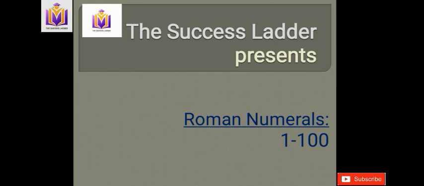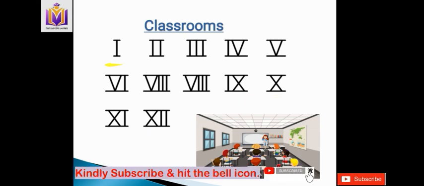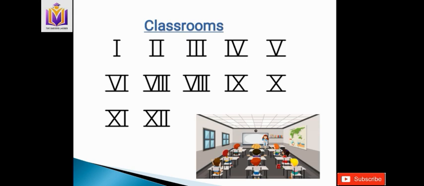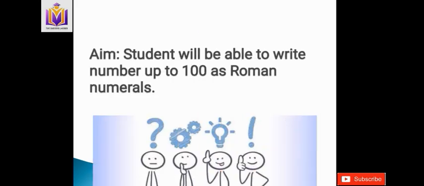So let's start. This is a classroom, and in a classroom you must have seen your classes written this way. These are basically the classes written in Roman numerals. For example, this first I stands for 1, this stands for 2, 3, 4 and so on. So we have different letters to show the classrooms, and they all represent Roman numerals. Today's aim of the class is the same: to see how to write numbers up to 100 as Roman numerals.